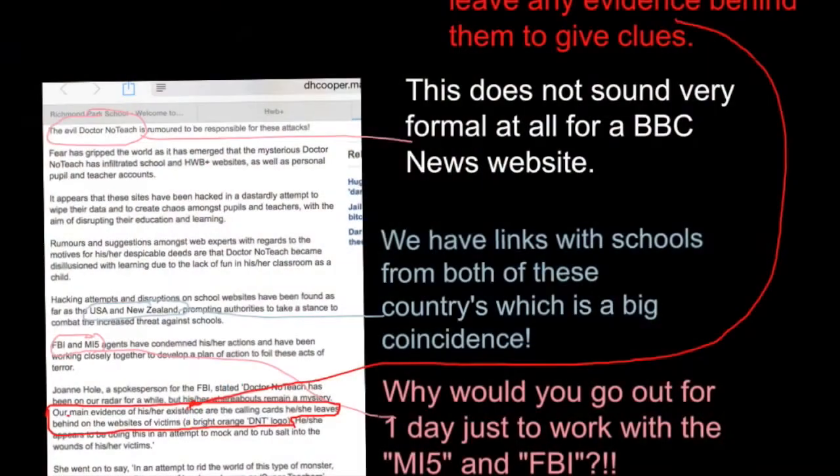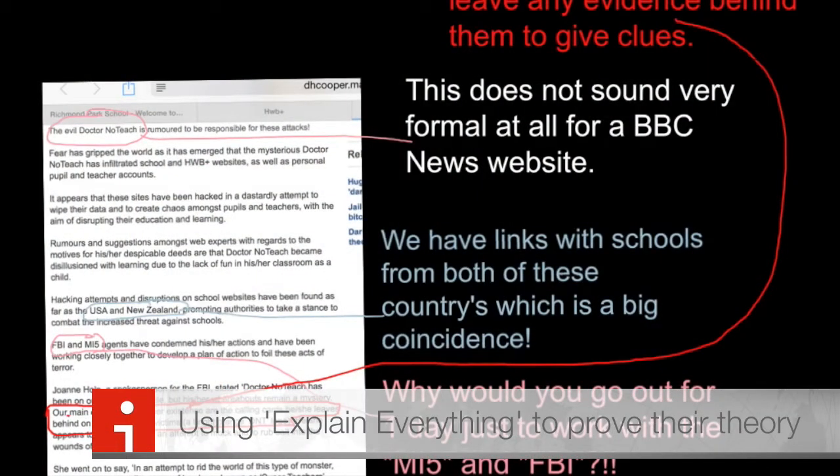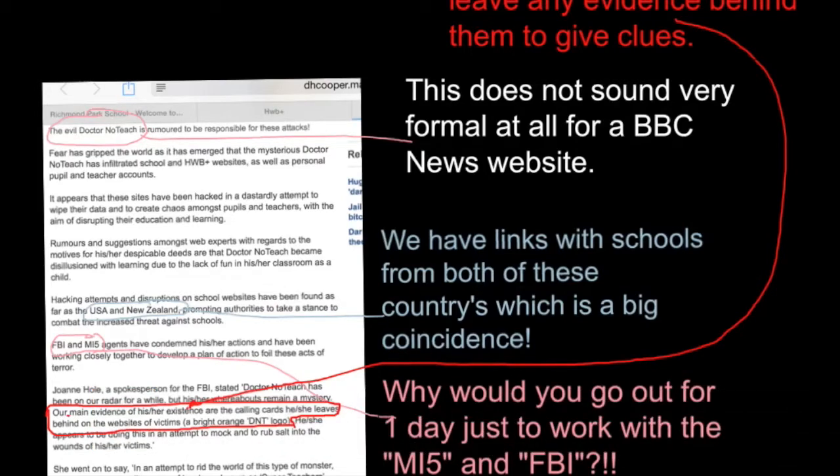Okay, so Mr. Cooper made a BBC News website page about Dr. No Teach the hacker hacking all our Hub websites. So we have made this to prove that this page is fake because it sounded a bit dodgy. So we looked into it a bit more. And the first thing we realised was it said this at the top, the evil Dr. No Teach. This does not sound very formal, a title for a BBC News website, professional website. And the next thing we saw was it was affecting the USA and New Zealand. We have links with both these schools from both countries, which was a big coincidence.